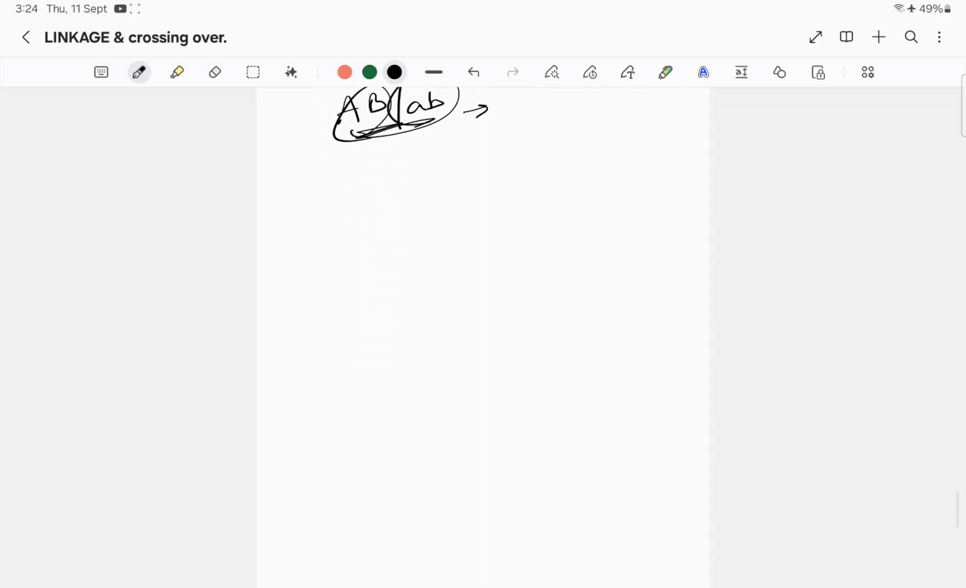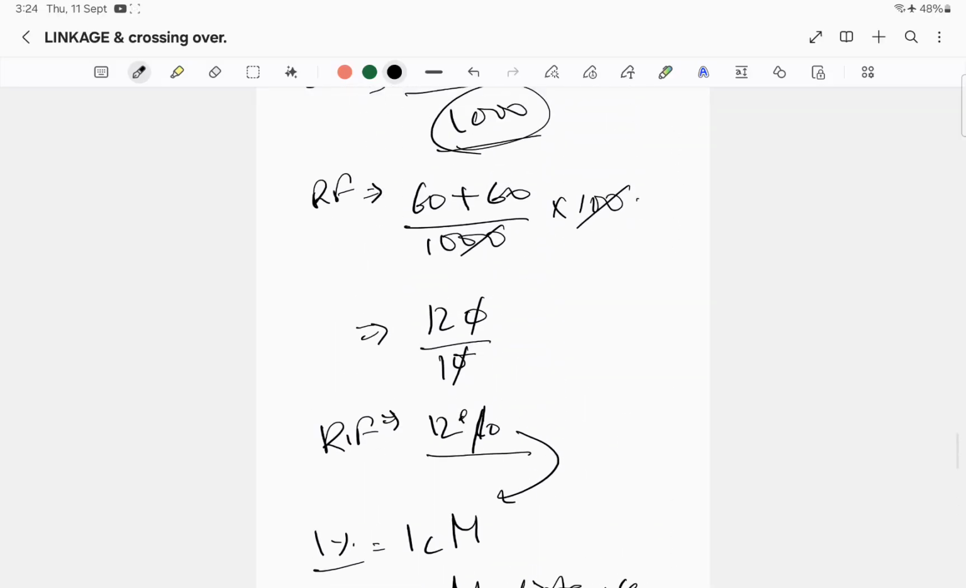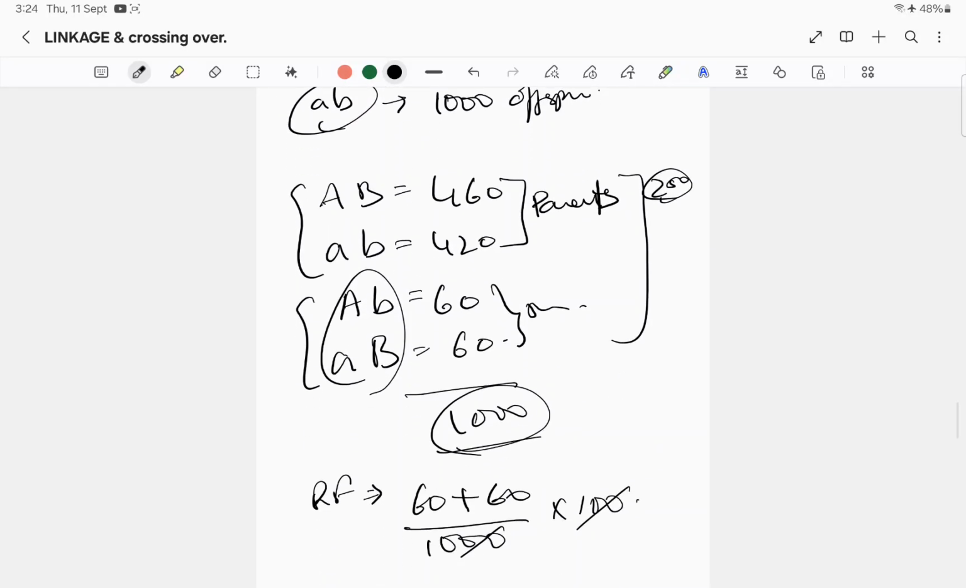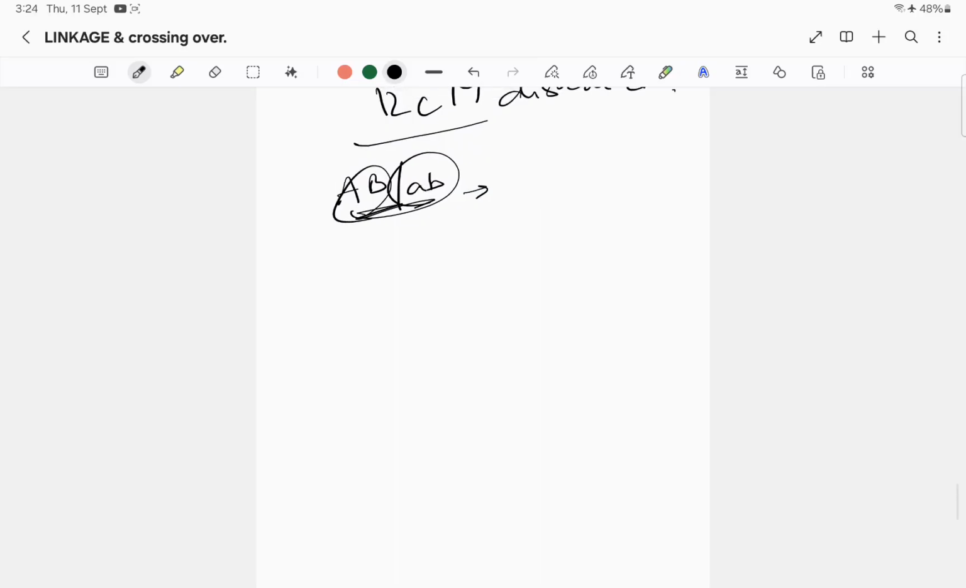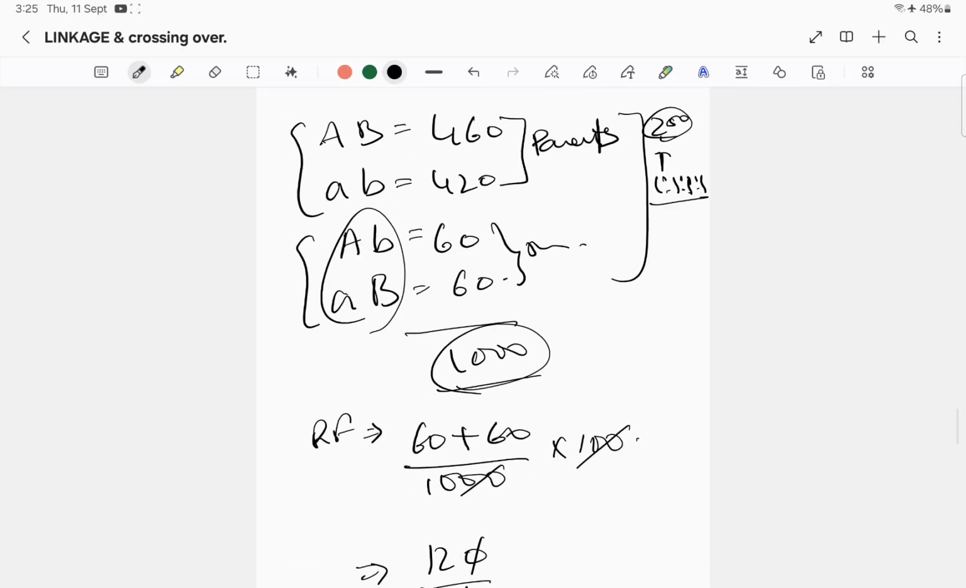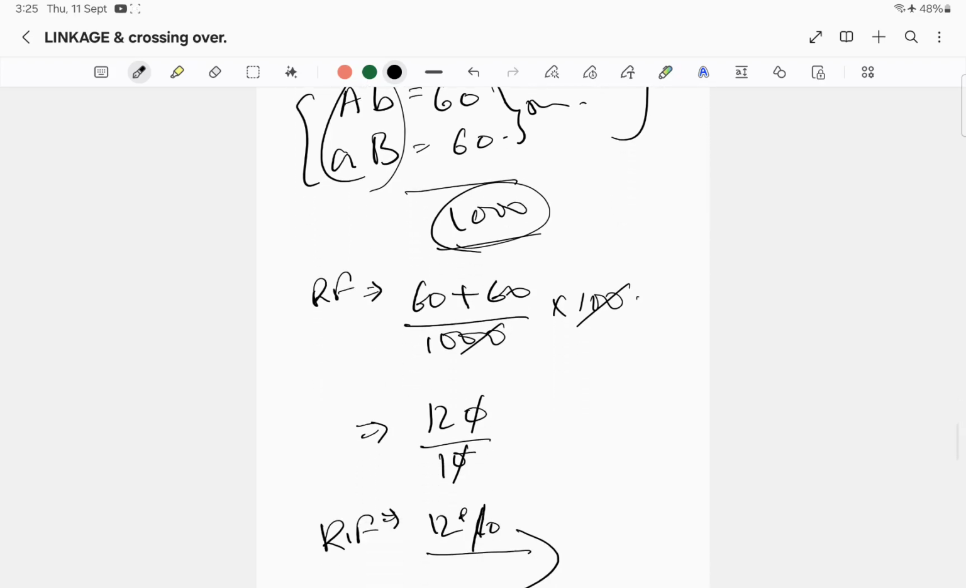If all the four classes are equal, means if all these four numbers are equal, for example 250 each, then the genes are assorted independently and likely on different chromosomes. Or if they are present on the same chromosome, then they may be far from each other.